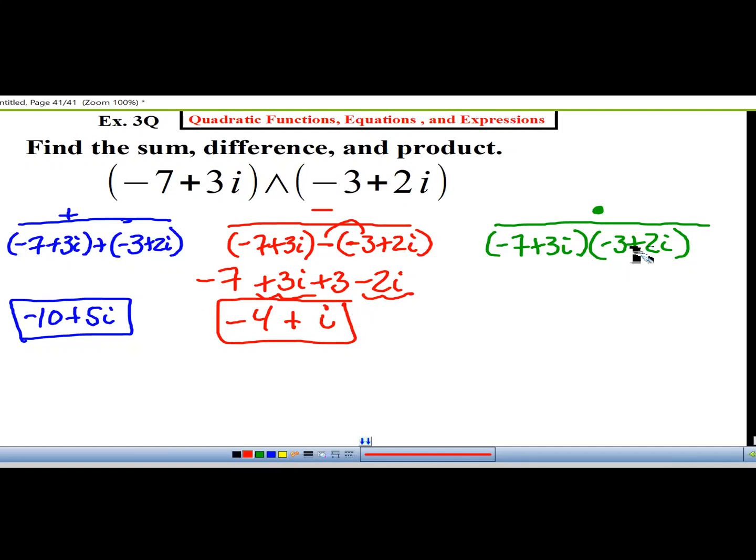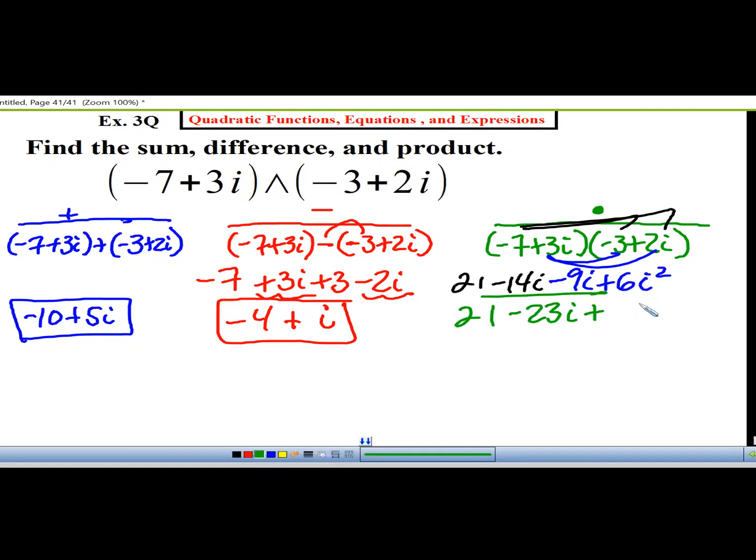All right. And last but not least, let me do this one. Distribute 21. Distribute negative 14i, distribute negative 9i, distribute positive 6i squared. Combine like terms, yes, that's negative 23i, bring down the 21 and plus 6i squared.